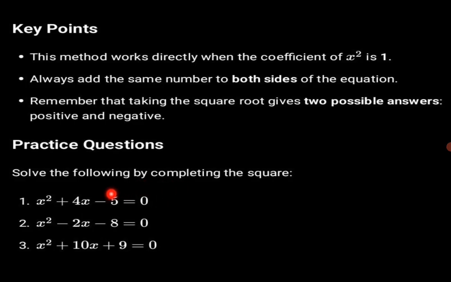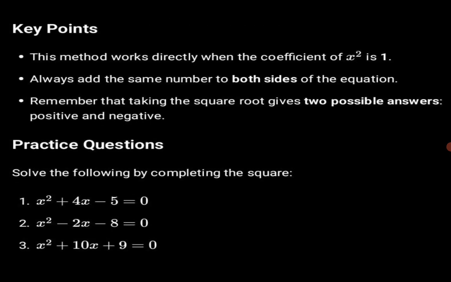I would like you to work on these three problems. Solve the following by completing the square. x squared plus 4x minus 5 equals 0. x squared minus 2x minus 8 is equal to 0. And x squared plus 10x plus 9 is equal to 0. So solve these equations using the method of completing the square, and share your answers with me.